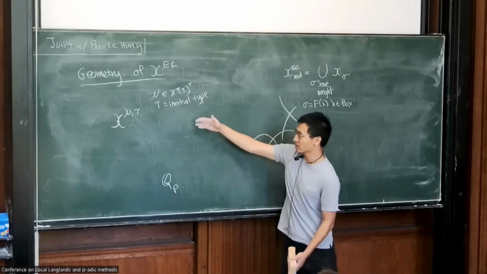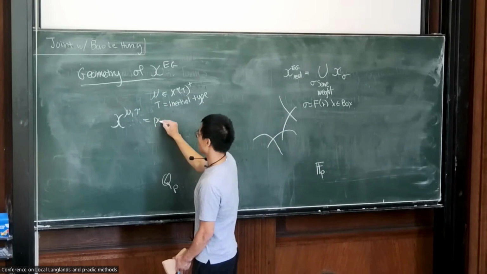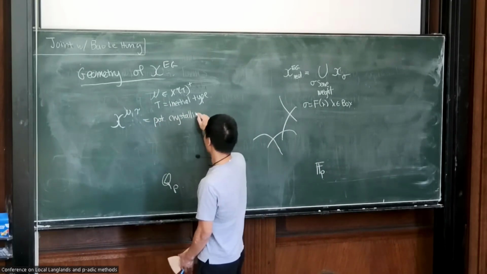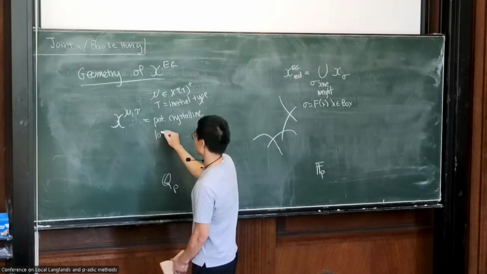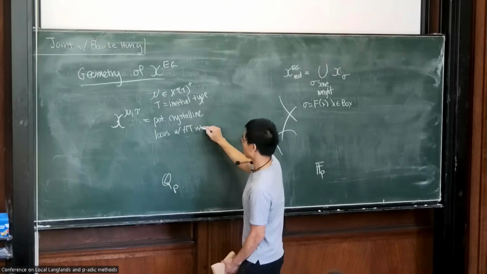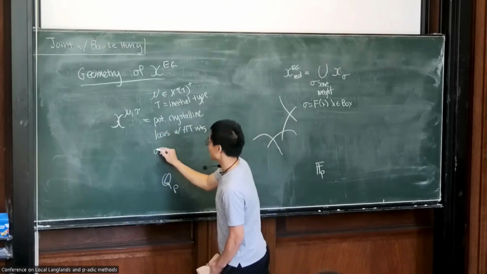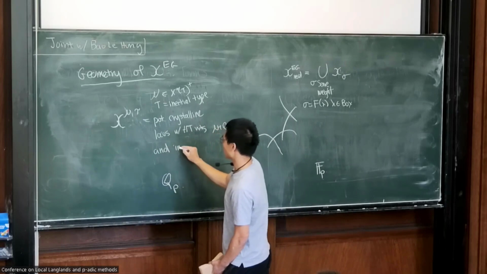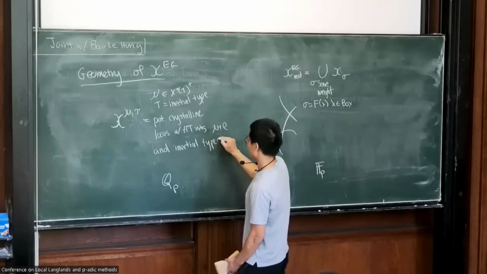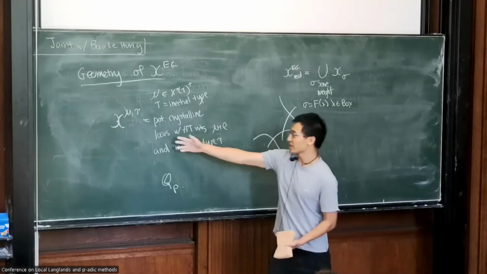Which records the kind of inertial action. So this is a potentially crystalline, let's say, locus with Hodge-Tate weights mu plus this half sum of positive roots and inertial type tau. And there are many of these things.